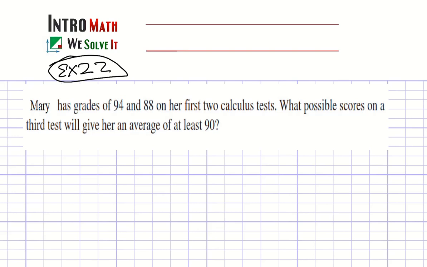They say Mary has grades of 94 and 88 on her first two calculus tests. What possible scores on a third test will give her an average of at least 90? An average of at least 90. You see that, right? So basically she took two tests, and they want to know what she will get on the third test to get an average of 90.